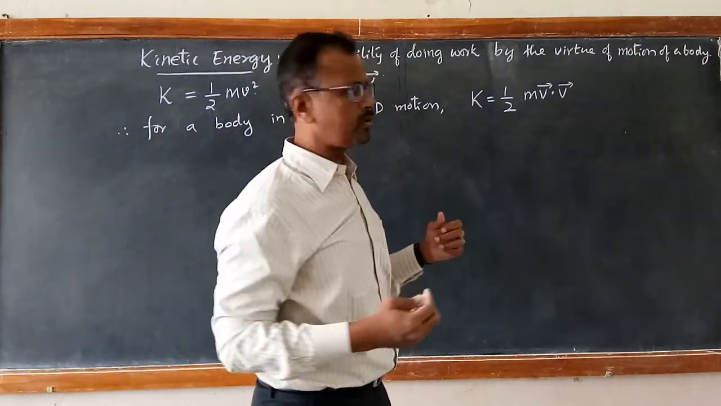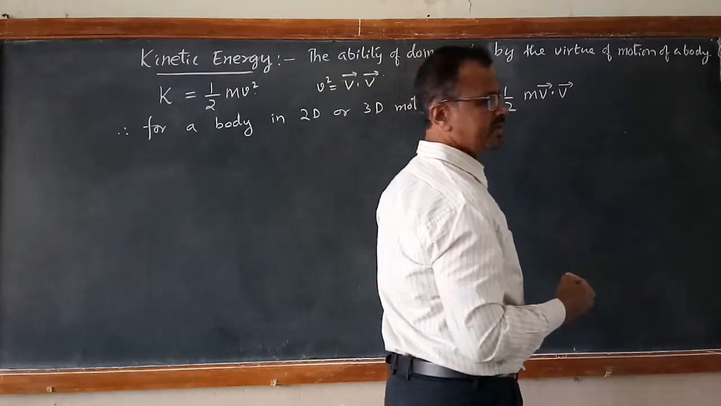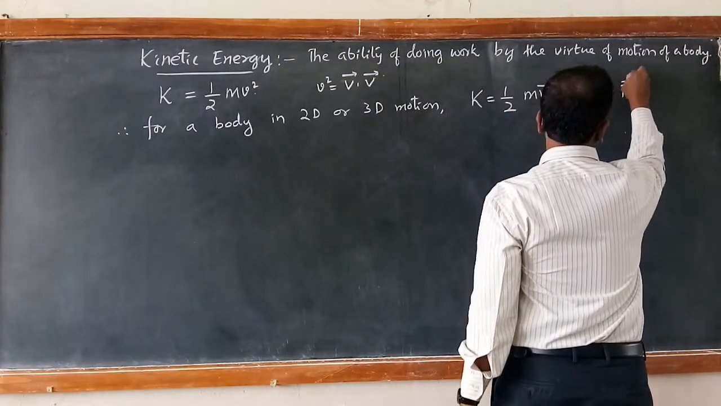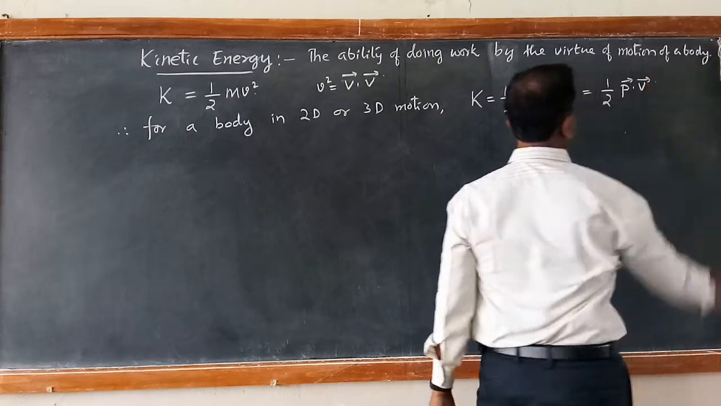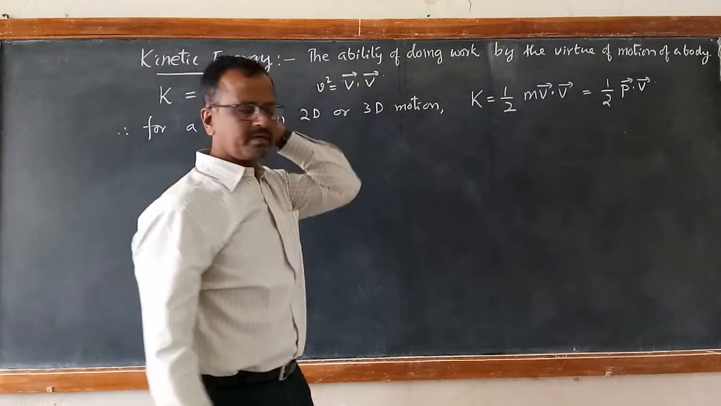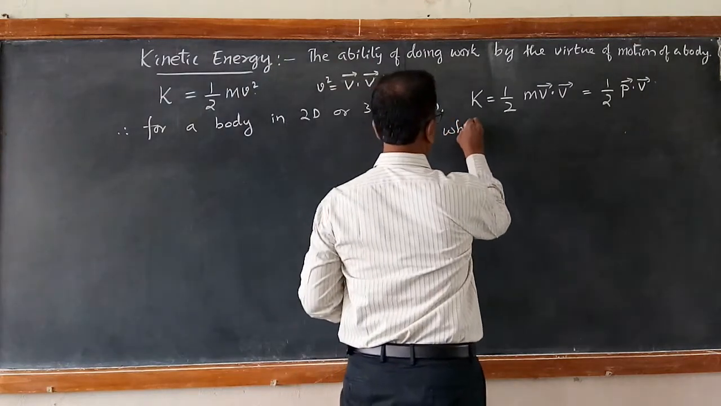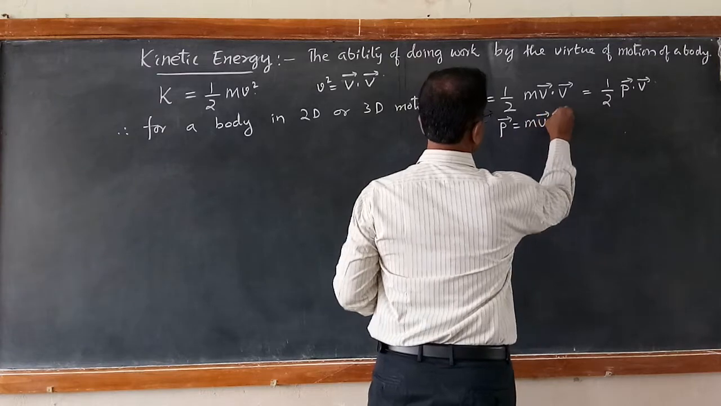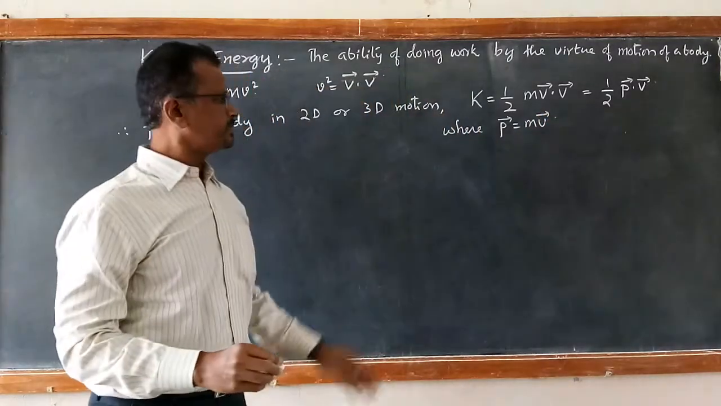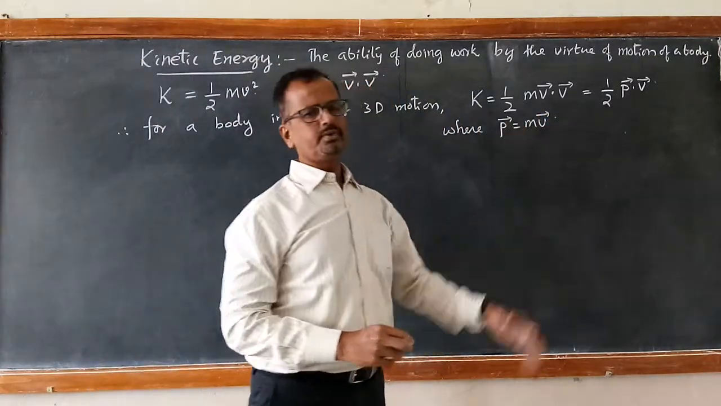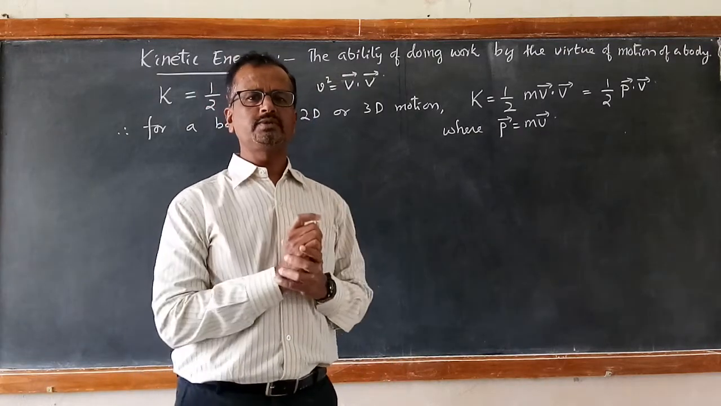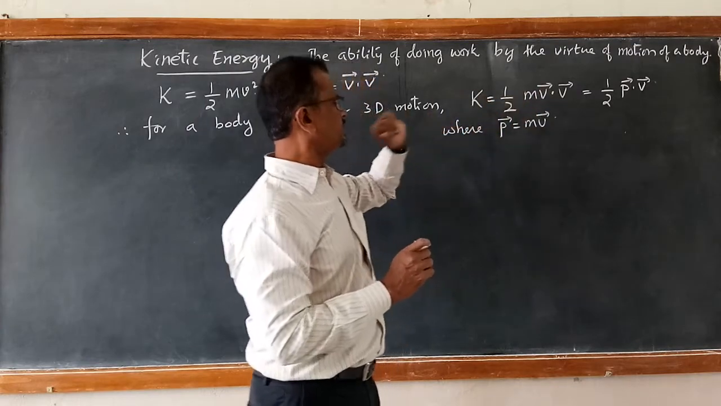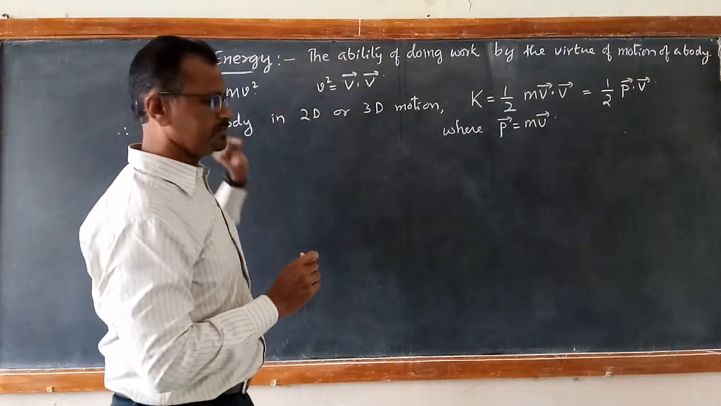So it is a scalar quantity. Then mv, what is mv? Then it is half p dot v, where p is the momentum of the particle, which is given by mass into velocity, mv. Therefore, p is equal to mv. If you substitute, you will get kinetic energy as half mv square.